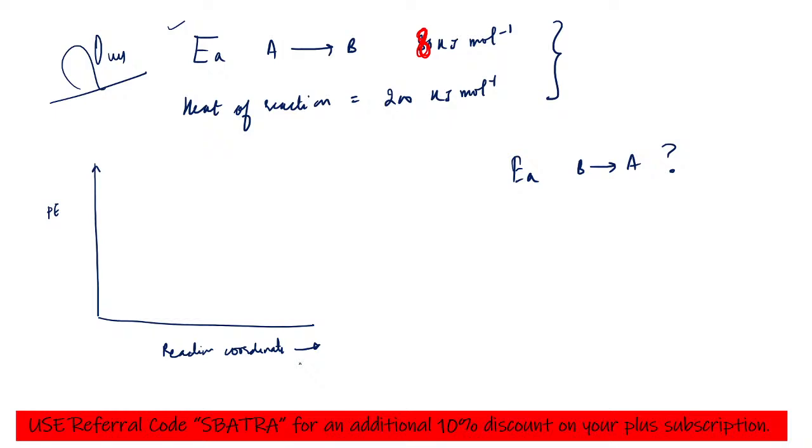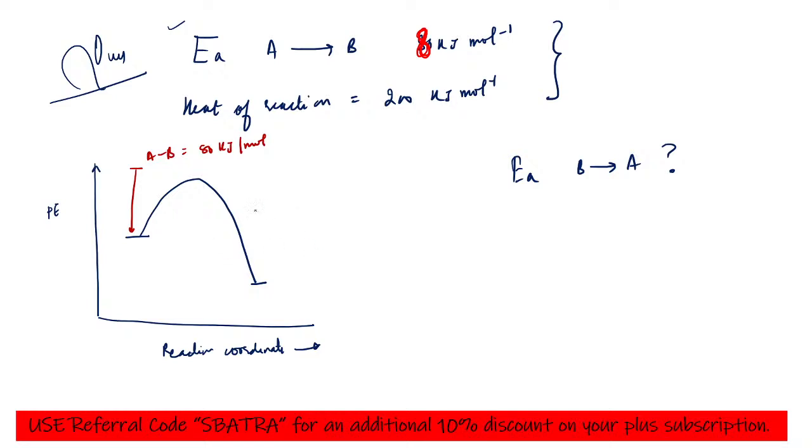Any variable which changes with time in a reaction is known as the reaction coordinate, and this axis represents your potential energy. Now let's suppose we are performing this type of reaction. What is given to us? We have been given that the activation energy of the forward reaction, that is A to B, is 80 kilojoules per mole.